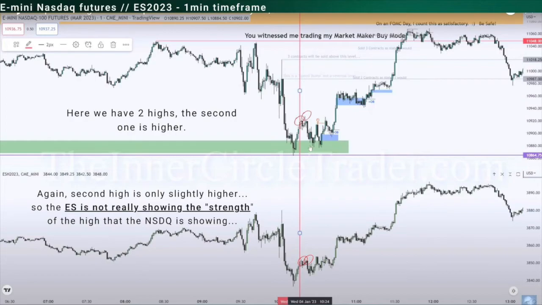Well, we observe here that the second high is slightly higher than the first high. And so what we can deduce from it is that the ES is not really showing the strength of the high that we see on the Nasdaq. So the Nasdaq has a higher high.